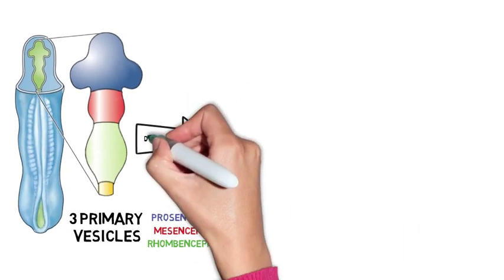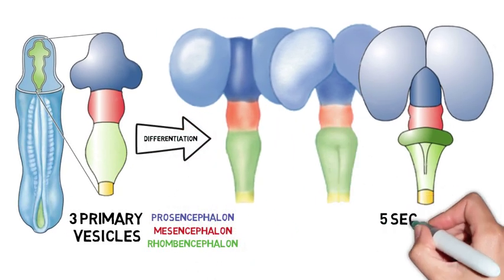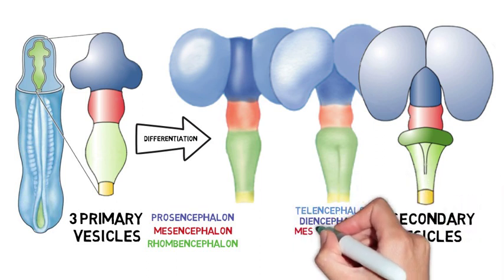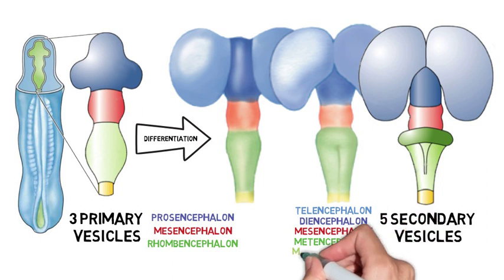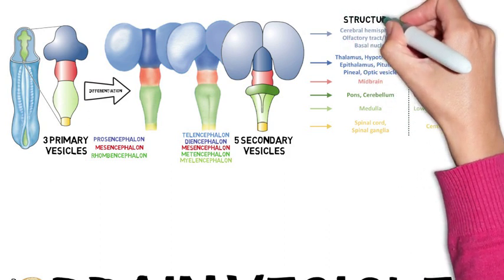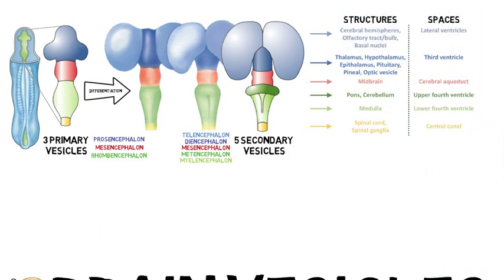By the 5th week of development, 5 secondary vesicles are visible. These are the telencephalon, diencephalon, mesencephalon, metencephalon, and the myelencephalon. Each of these vesicles gives rise to specific central nervous system structures and spaces.